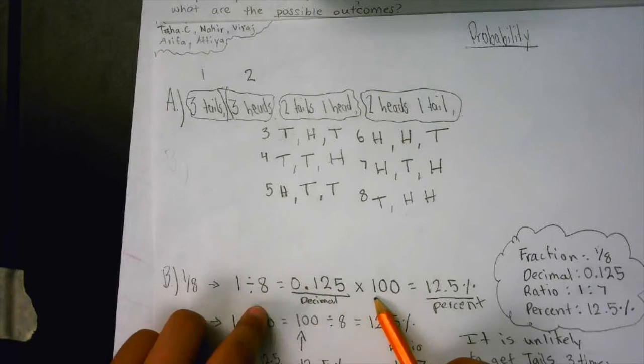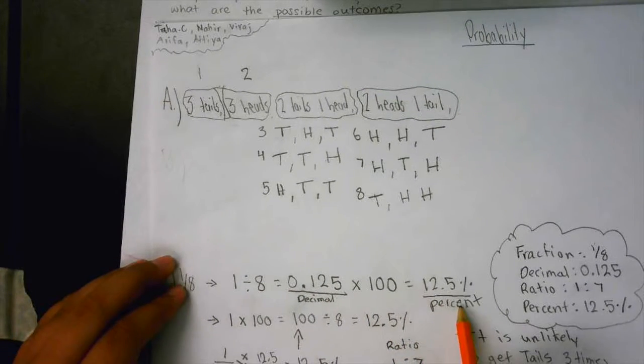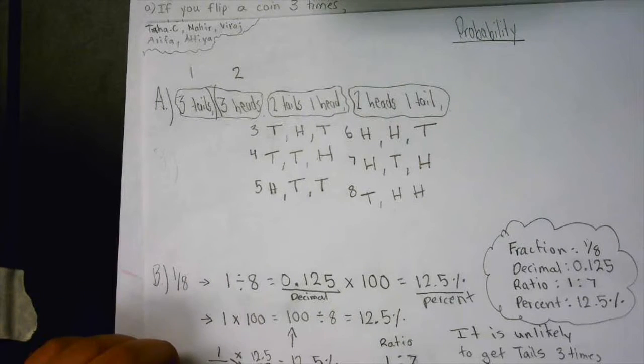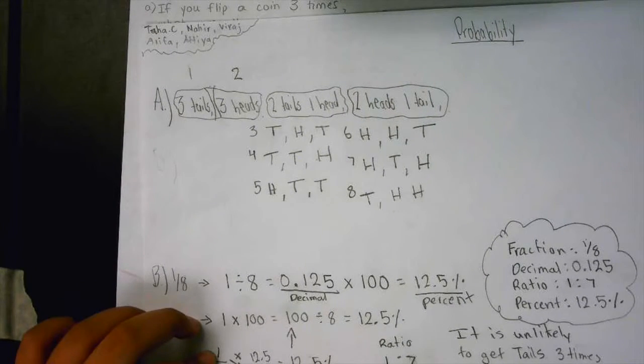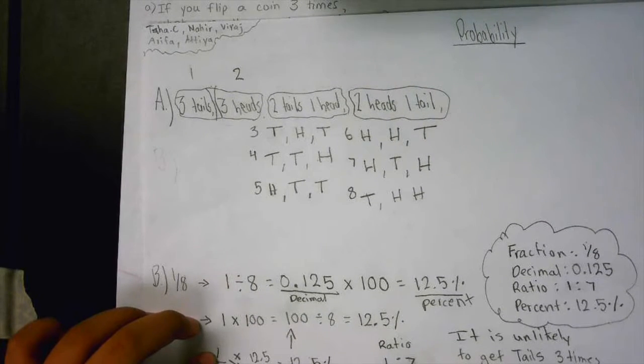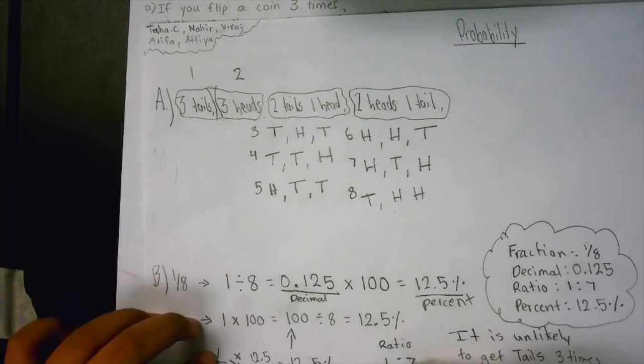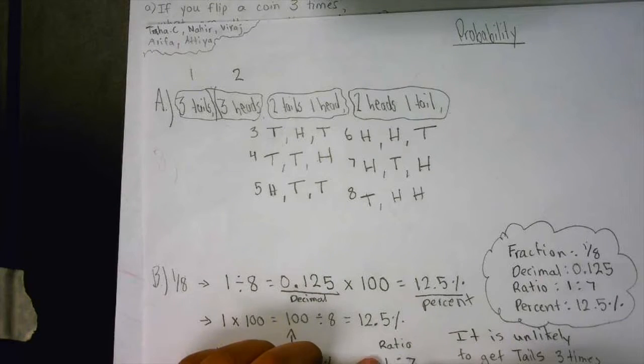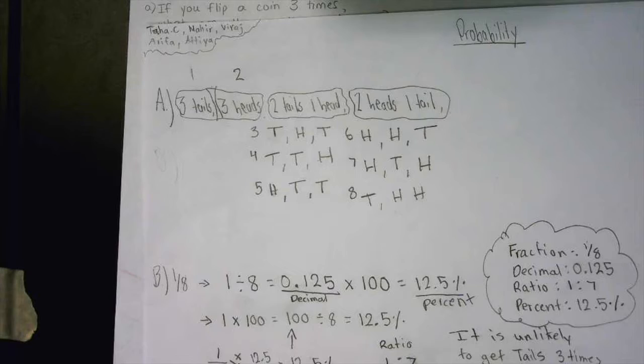And to get percent, we multiplied this by 100. It's 12.5%. Or we did the other way, cross multiplying. We did that too. And then we got the ratio was 1 to 7. So there's 1 chance for getting 3 tails, and there's 7 other outcomes. Yeah, and the reason we didn't do 1 to 8 is because if you put it into a fraction, it'll be 1 over 9, and there's not 9 outcomes, there's only 8, so we did 1 to 7.